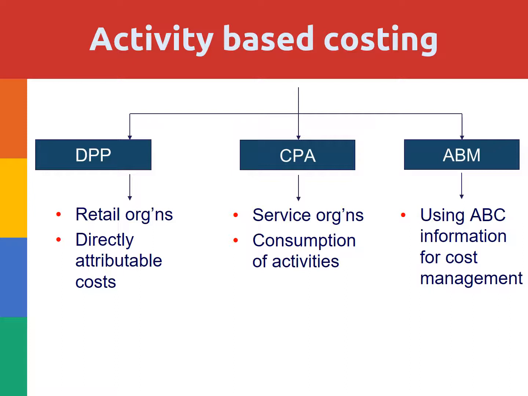And all firms can use activity-based costing information to help to manage their costs. Activity-based management is what we call this. Understanding what causes overhead may allow a firm to reduce the volume of a particular cost driver and therefore reduce overall overhead incurred.